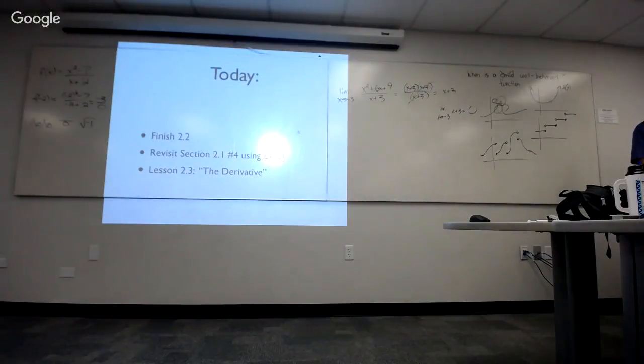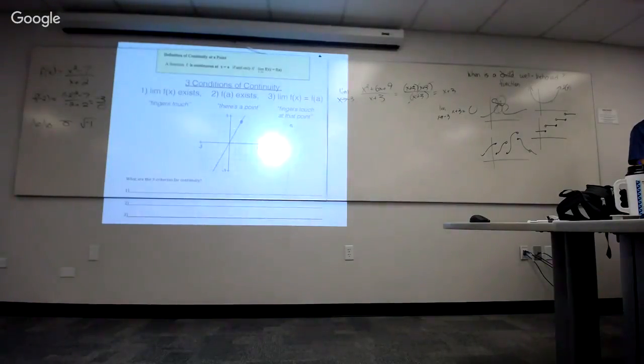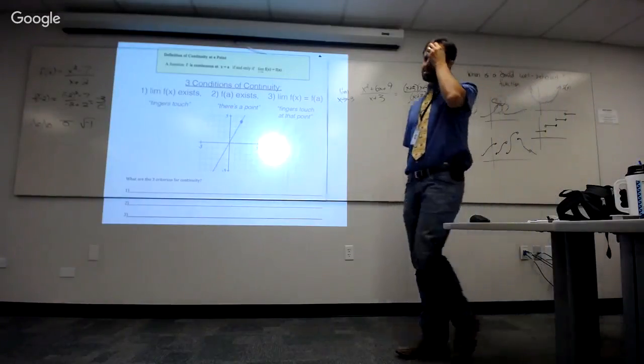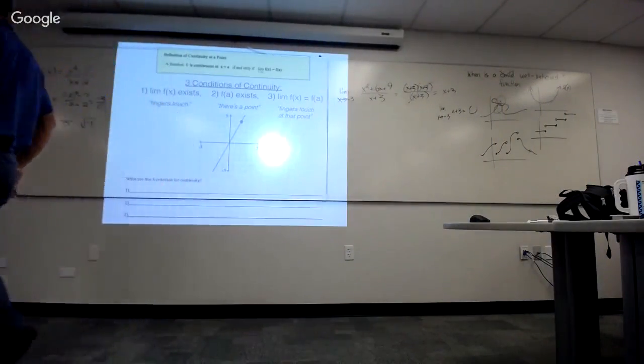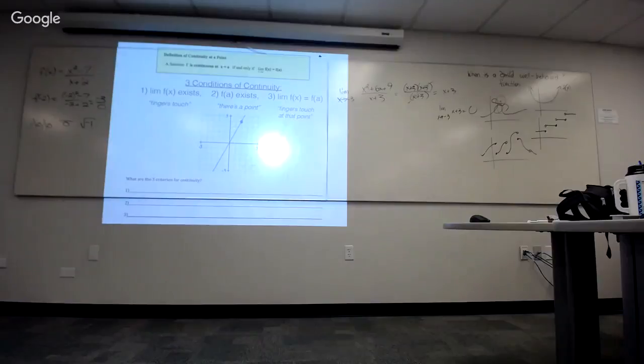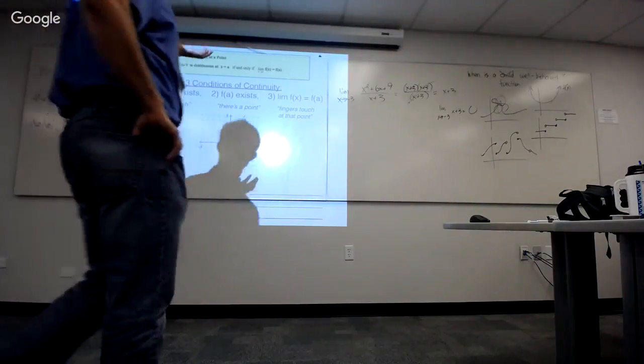Okay, so here we are. Let's finish 2.2, and then we're going to do an Excel activity. We're going to finally use our computers, and we'll start talking about 2.3. So this is where we were on your packet, right? And everybody has already told me that they have the 2.2 packet, so go ahead and open up to, I believe, the very last page. Yeah, it is the very last page. Well, the second to last page, where it says, what are the 3 conditions for continuity?